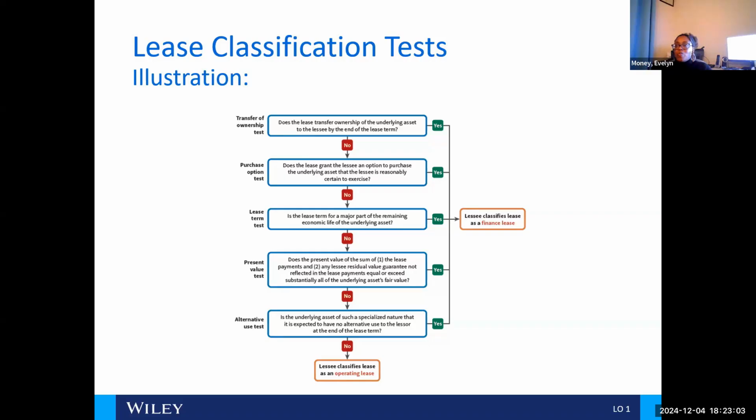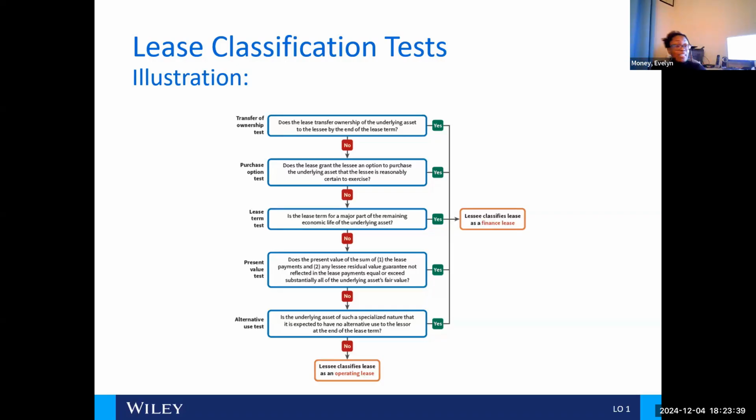Again, we're trying to see whether or not the transaction is structured so that the lessee is really just borrowing the money from the seller or the lessor. And if it looks like the lessee is really just borrowing the money, they're getting all the use of the asset, they're paying for most of the asset, they get the ownership of the asset when everything is over. When all those elements are in place, then it's really a financing type of arrangement, not a rental type of arrangement. And then the last test is the alternative use test.